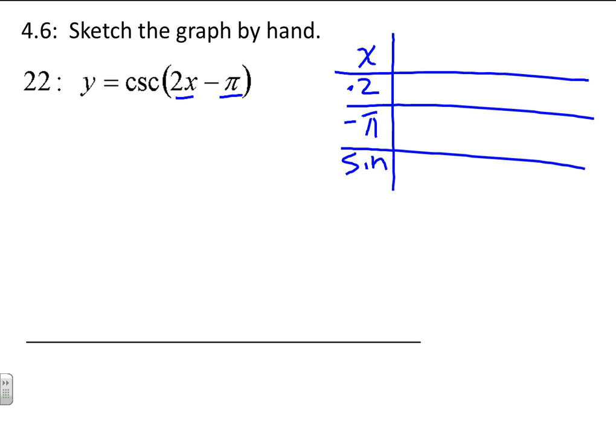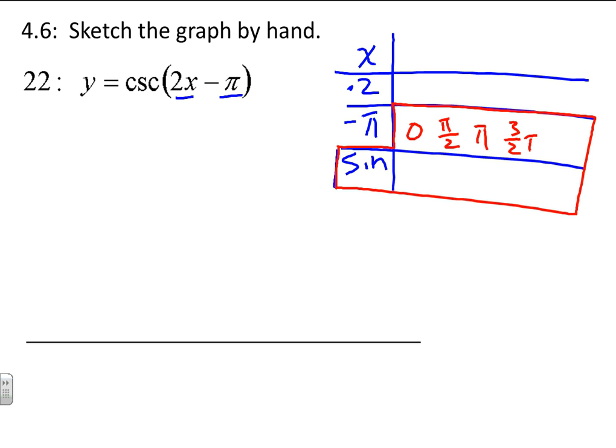Here's why I call this rubber stamping. This section of the chart right here, for every sine graph I choose to use this mechanical process. I want 0 to go into sine, and then pi on 2, then pi, then 3/2 pi, and then 2 pi.